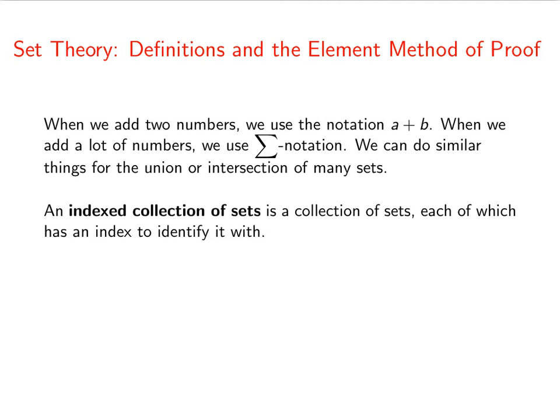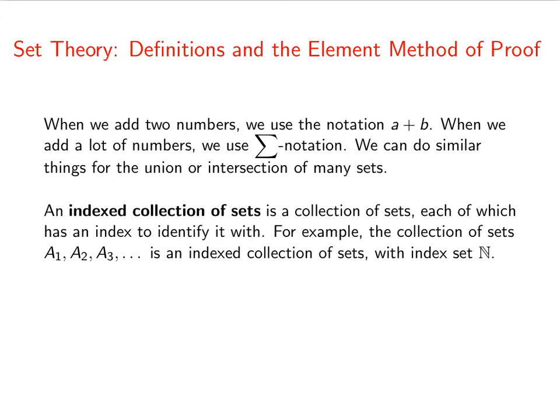So to lead up to that, let's talk about indexed collections of sets. So that's a collection of sets, each of which has an index to identify it with. So for example, you can talk about A1, A2, A3, and so on. We'll call that an indexed collection of sets. The index set is N. So the index set just labels the sets. And they're all different sets.